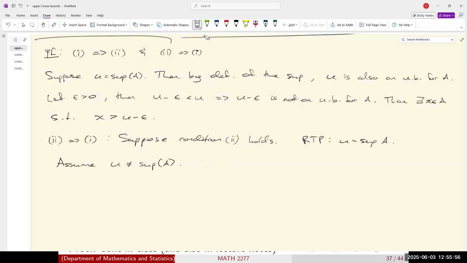So let me write it like this. Then there exists another upper bound U prime of A such that, so U is not the supremum, means there's an upper bound smaller than it, right? The supremum is the smallest of the upper bounds. So if U is not the smallest, there's another upper bound, U prime, smaller than U.